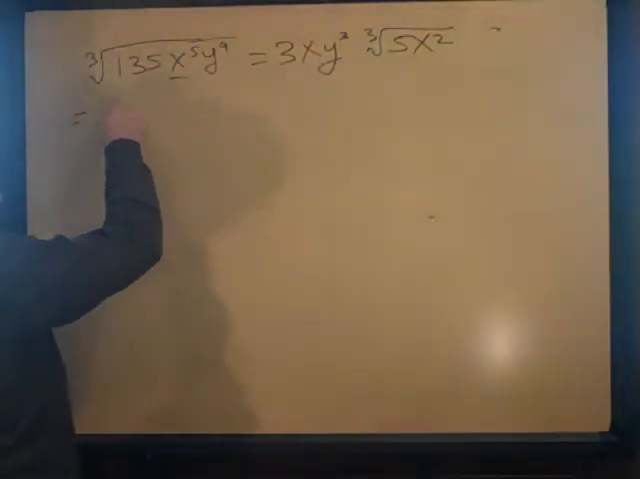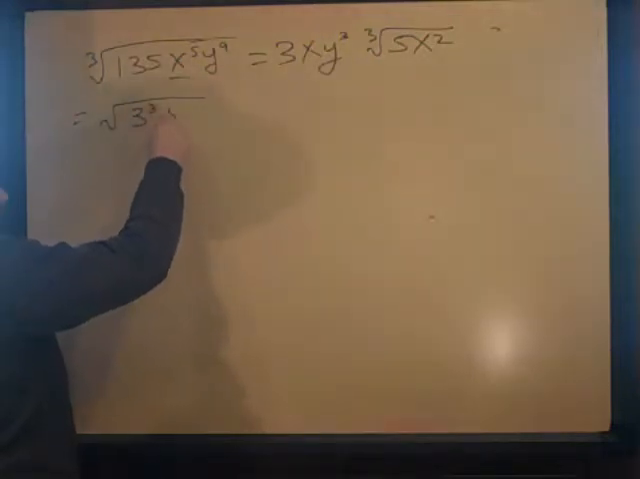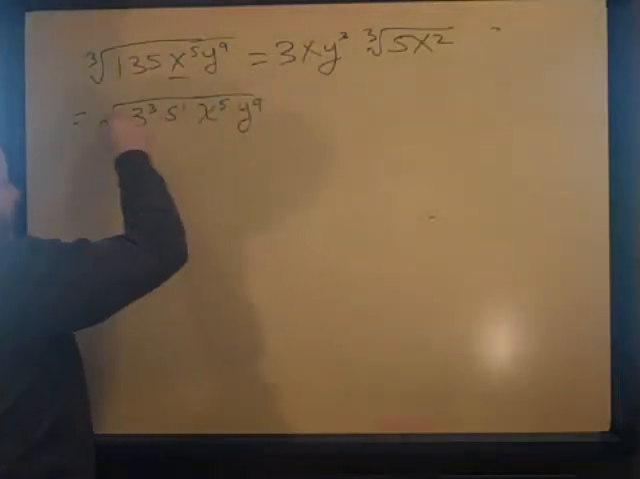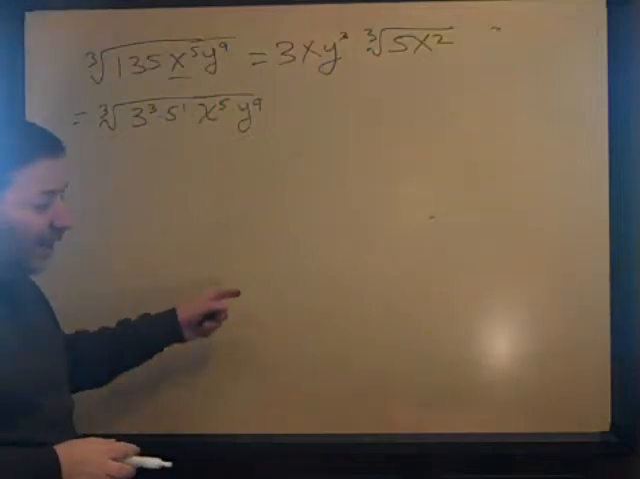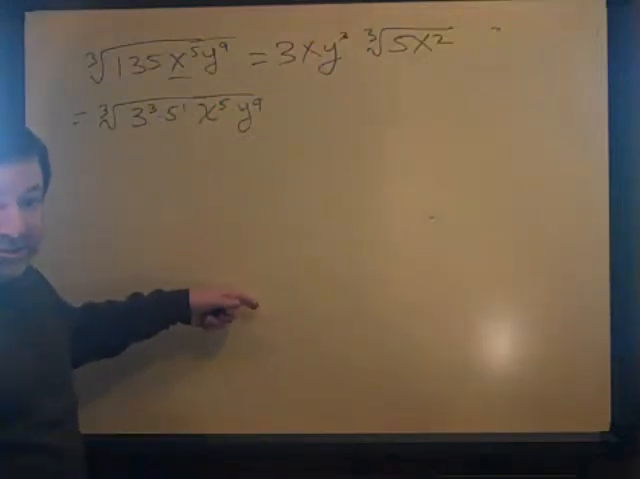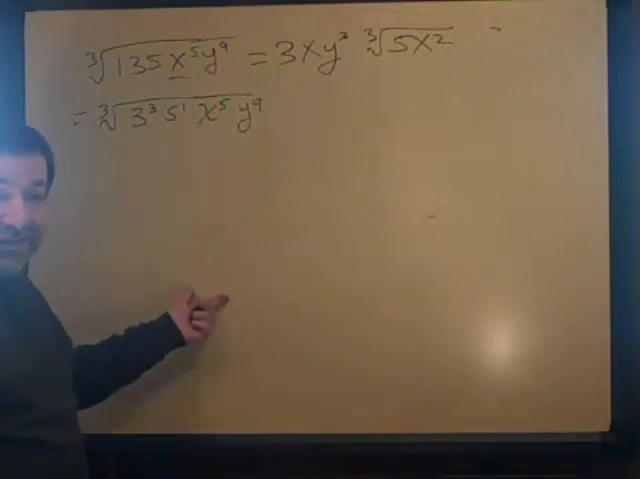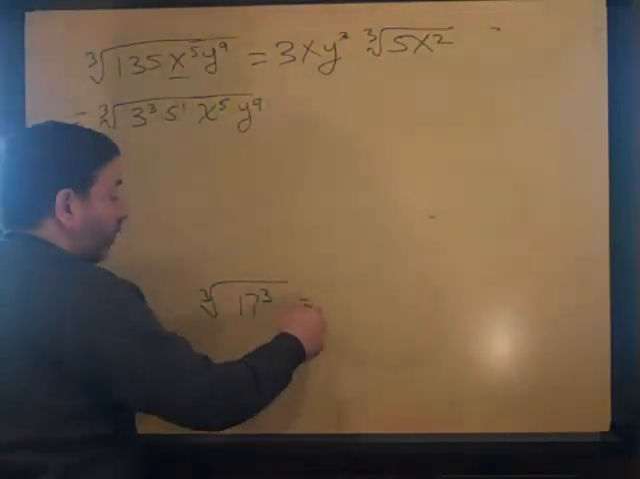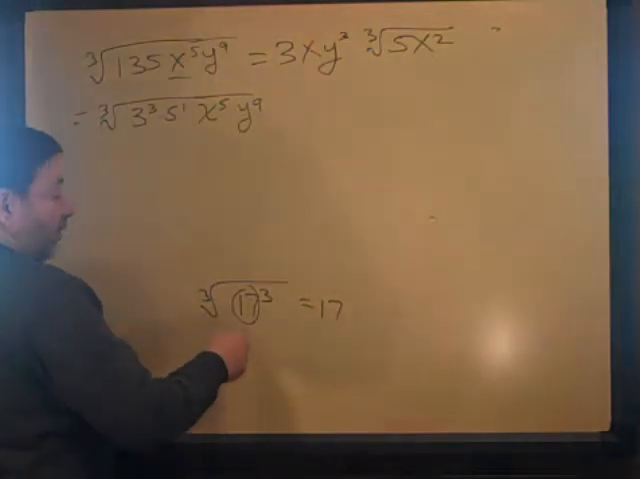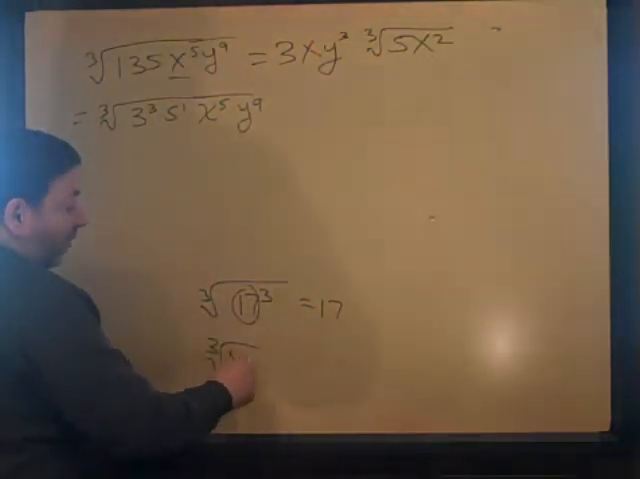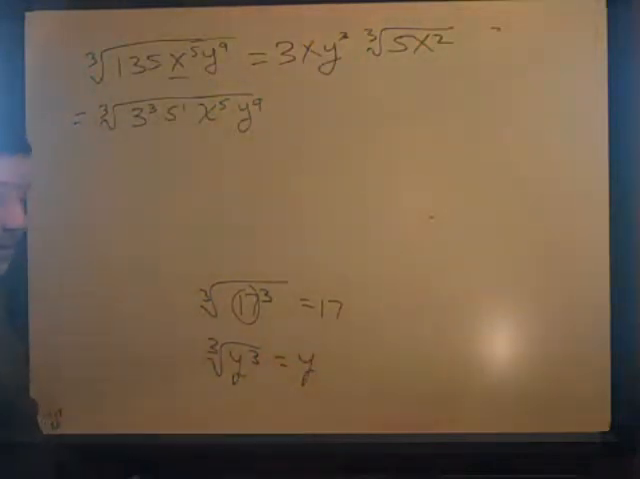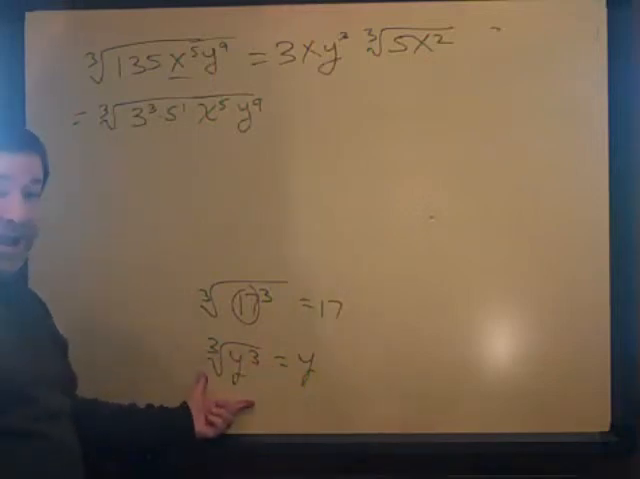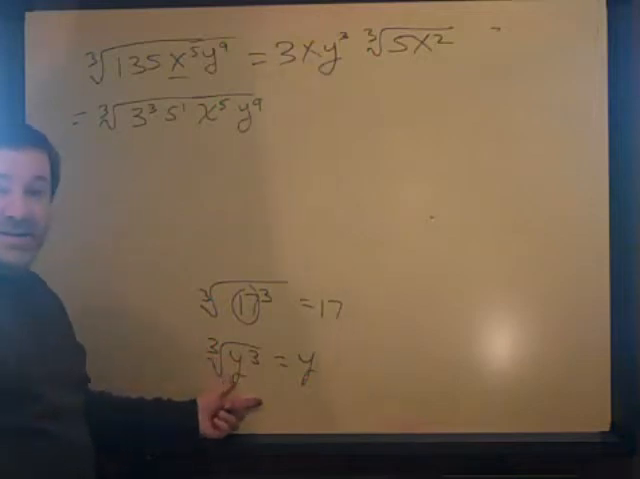Now, 135 we realized was 3 cubed times 5 to the 1 times x to the 5th times y to the 9th. Every time I have a factor that's something to the third power, I just get the base. That is, if I have 17 to the third and I want the cube root of it, I just get 17. If I have the cube root of y to the third, I get back y. Why is that true? Because when I multiply that by itself 3 times, I get y cubed. This is asking, what times itself 3 times gives you y cubed?